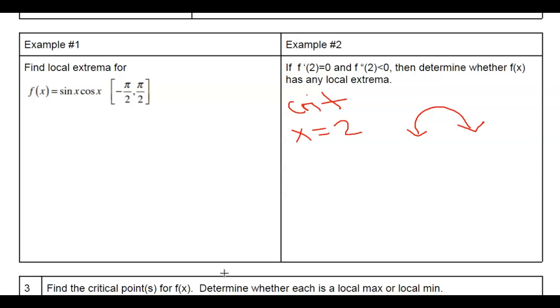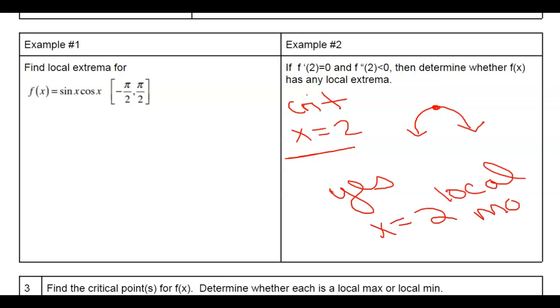Determine whether f of x has any local extrema. Well, it might have more extrema, but based on what we know, 2 was critical, so that's important. And my second derivative was concave down, so we have a max. So I would say yes, x equals 2 is a local max by the second derivative test. It doesn't ask me to justify, but I wrote that it's critical, and we wrote that it's concave down. Okay?